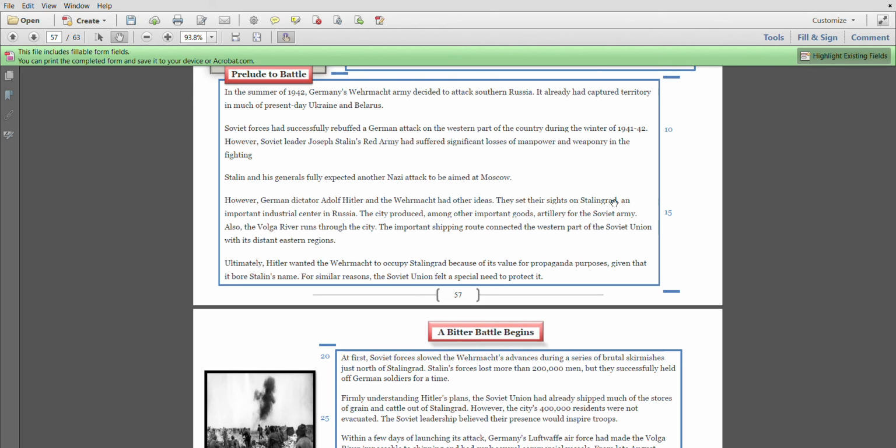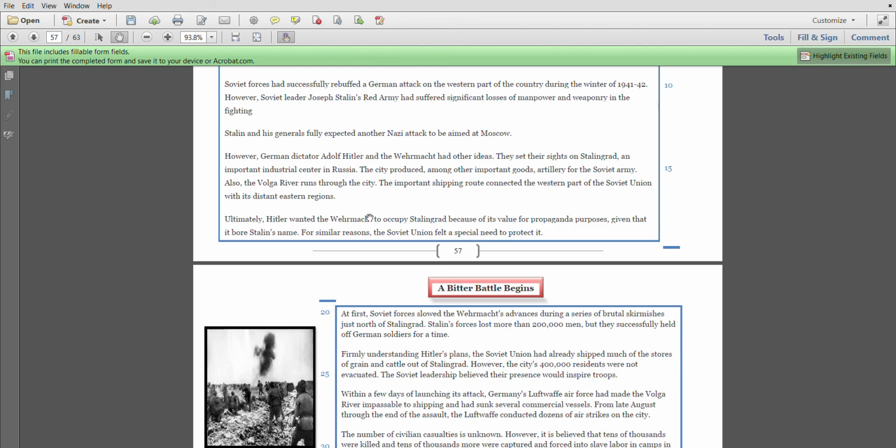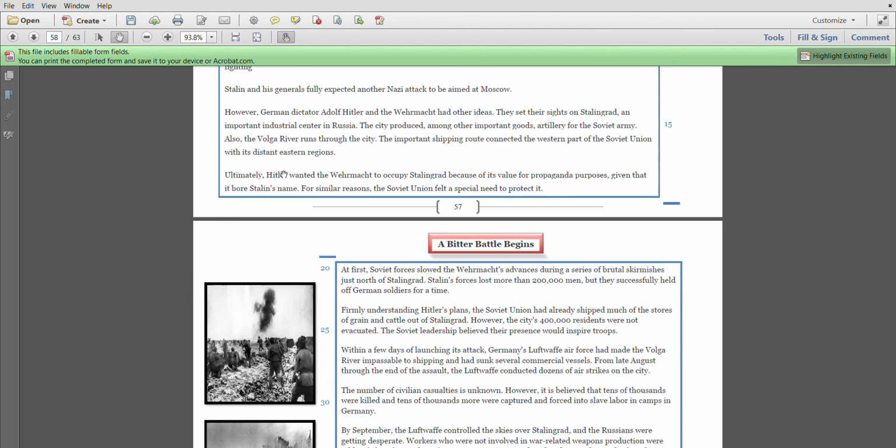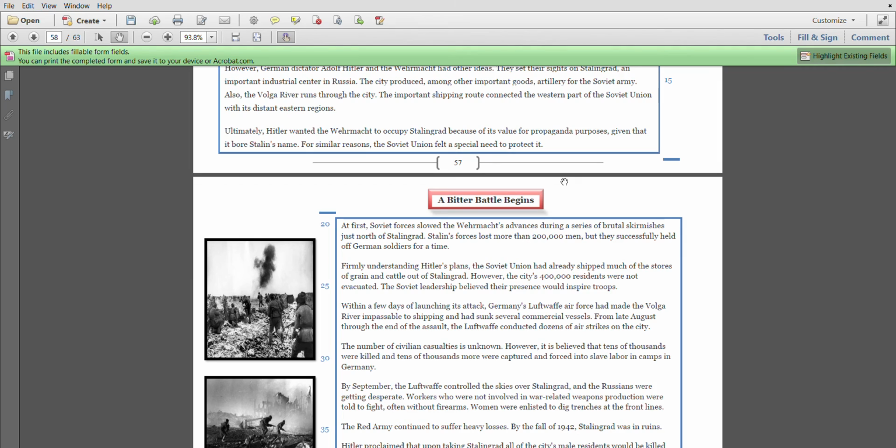They set their sights on Stalingrad, an important industrial center in Russia. The city produced, among other important goods, artillery for the Soviet army. Also, the Volga River runs through the city, an important shipping route connecting the western part of the Soviet Union with its distant eastern regions. Ultimately, Hitler wanted the Wehrmacht to occupy Stalingrad because of its value for propaganda purposes, given that it bore Stalin's name. For similar reasons, the Soviet Union felt a special need to protect it.